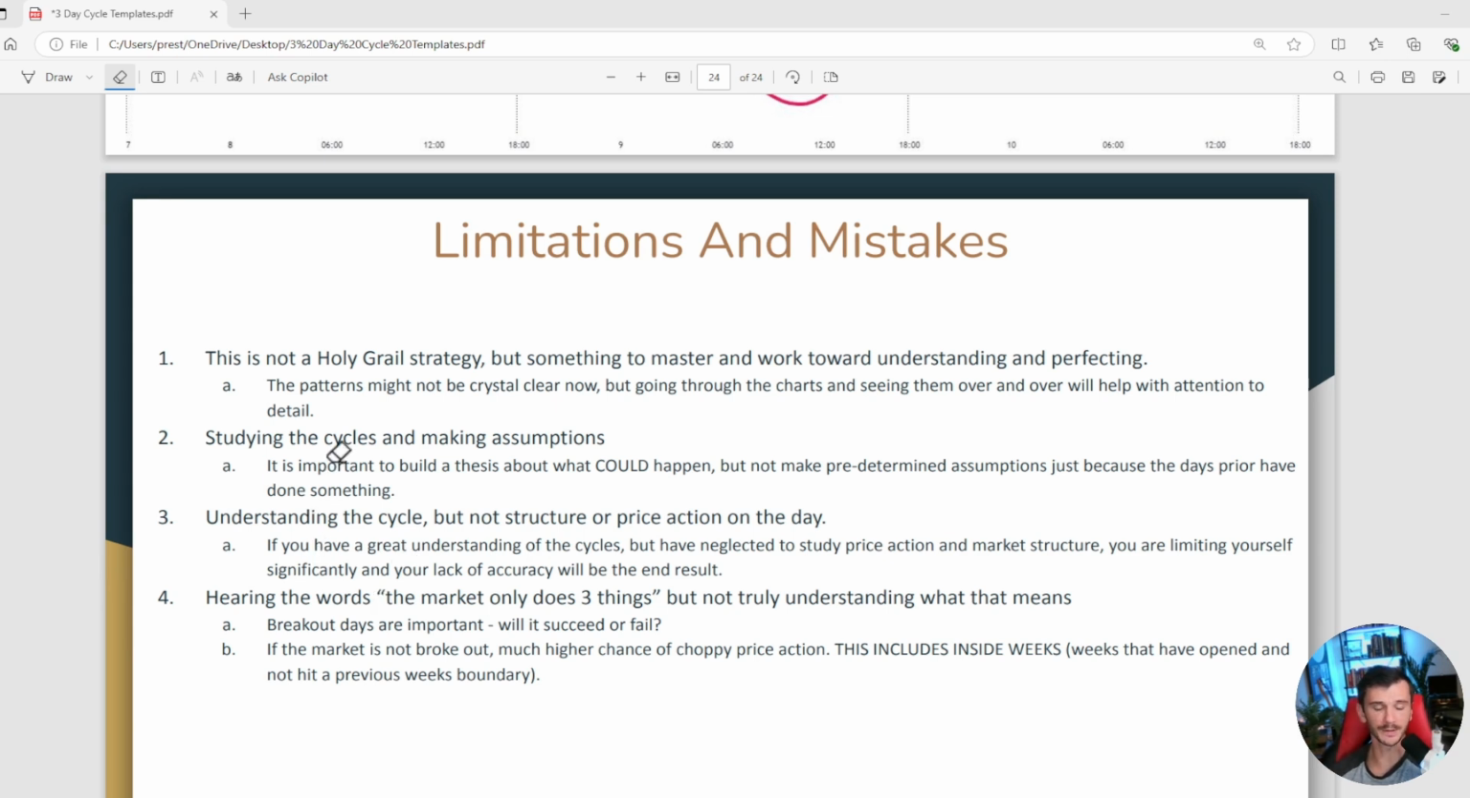Hearing the words, the market only does 3 things: breakout, trend, reverse, or stay inside of a trading range, but not really truly understanding what that means. If the market has broken out of a previous day's level, it's in breakout. It's either going to succeed or fail the next day. And I need to look and see and determine which one of those two things is going to happen.